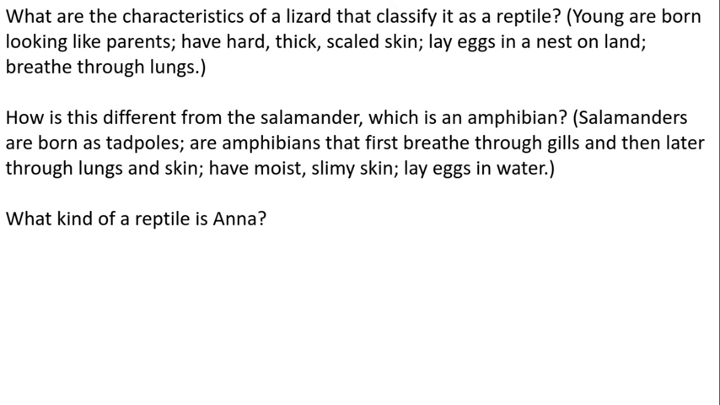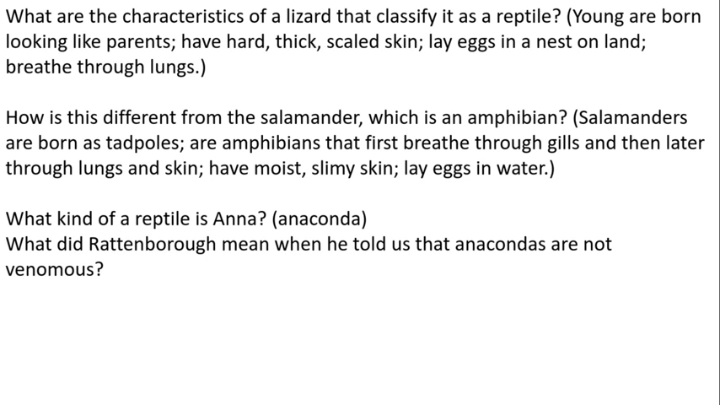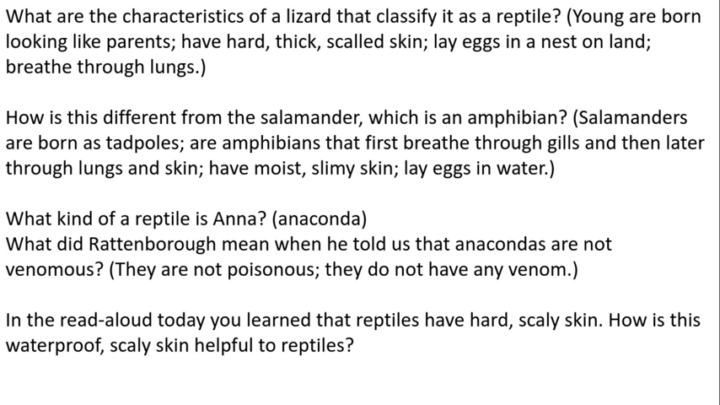What kind of a reptile is Anna? Anna is an anaconda, which is a constrictor. What did Rattenborough mean when he told us that anacondas are not venomous? They are not poisonous. They do not have any venom. Instead, they kill their prey by squeezing them.